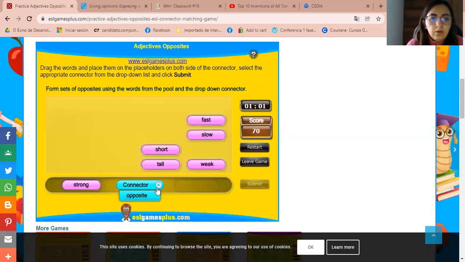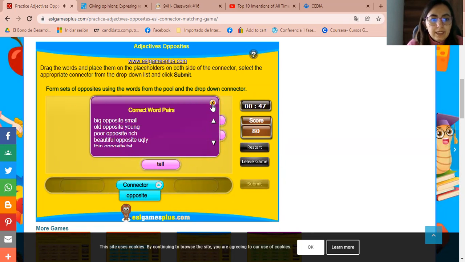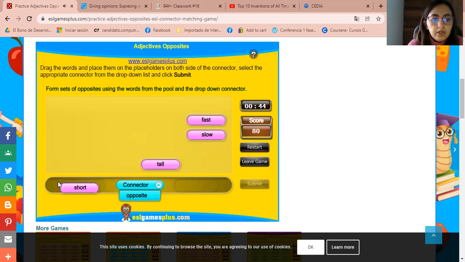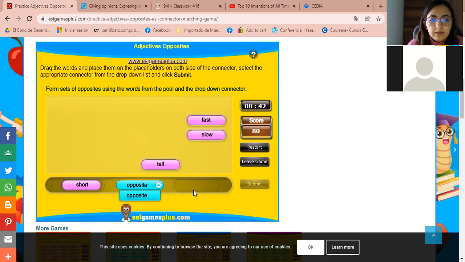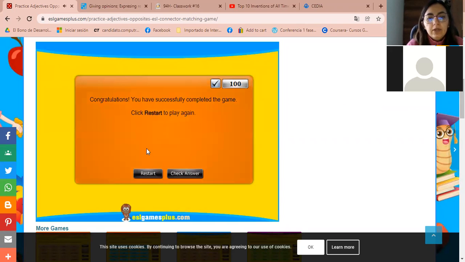Opposite would be weak. Si tenemos algo fuerte, el opuesto va a ser algo débil. Something weak. Good. What's the next? Let's see. From short. Tall, exactly. And the last is fast, and the opposite would be slow, right? Good. Very good, guys. You are very good on opposites. Muy bien, esta vez lo hicieron muy bien con los opuestos. You did a good job.